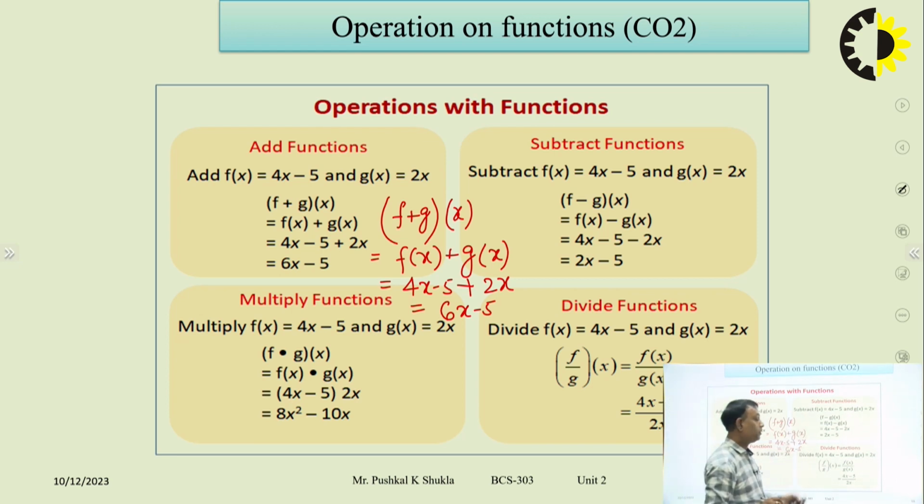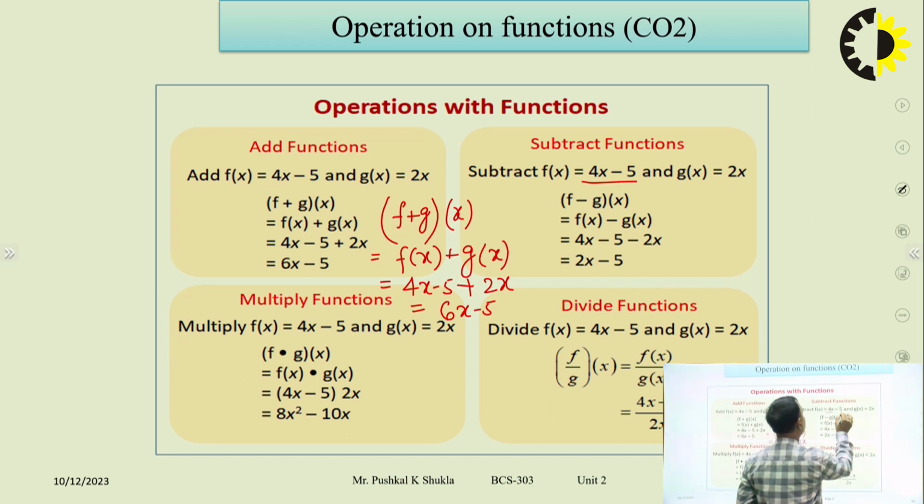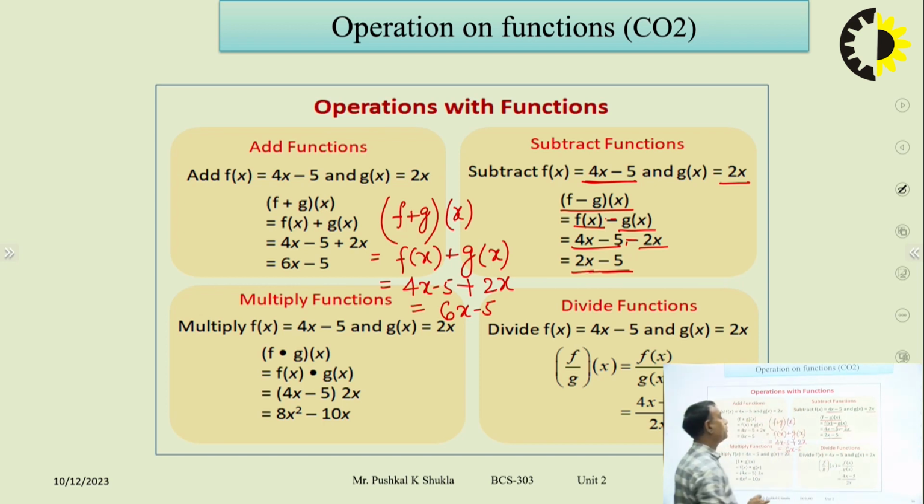Subtraction operation on functions. Suppose f(x) equal to 4x minus 5 and g(x) equal to 2x. Subtraction is written as (f minus g)(x), and this will also be written as f(x) minus g(x). So 4x minus 5 minus 2x, that is 2x minus 5. This is the way to calculate subtraction between two functions.